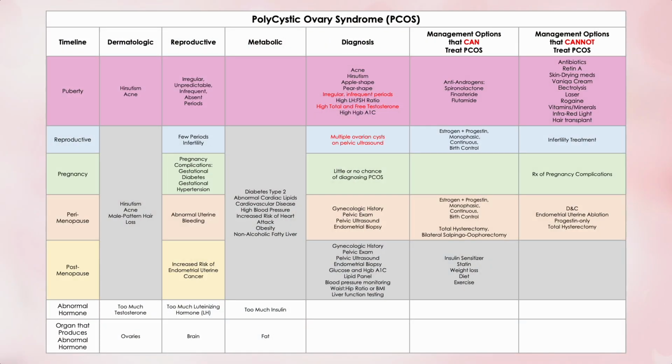So here's our familiar chart that you've seen a bunch of times now, as long as you've watched these videos in order. Focus on the first row in pink. It's the row designating how PCOS manifests at the time of puberty. The typical symptoms of PCOS during puberty are hirsutism, acne, and irregular, unpredictable, infrequent, or absent periods. We'll address the hair and skin symptoms here in the puberty phase. We'll save the menstrual symptoms for the reproductive phase.